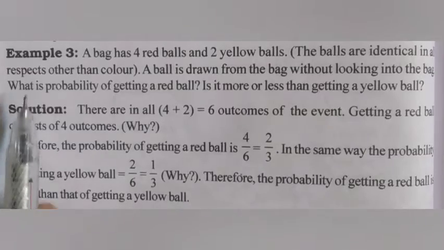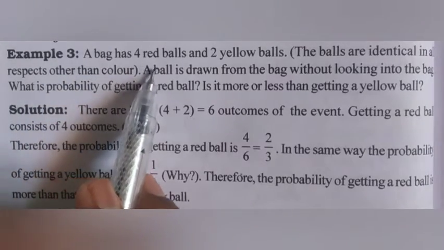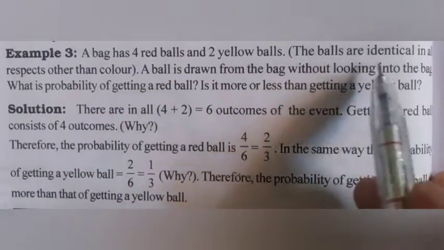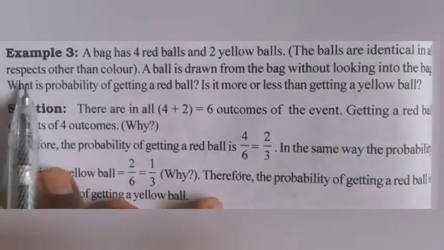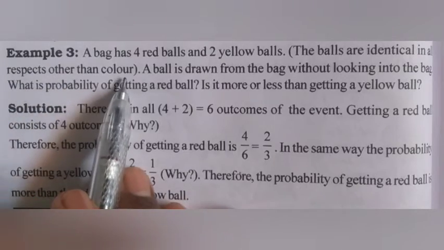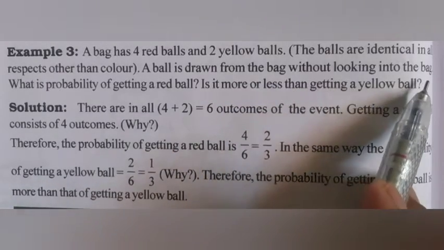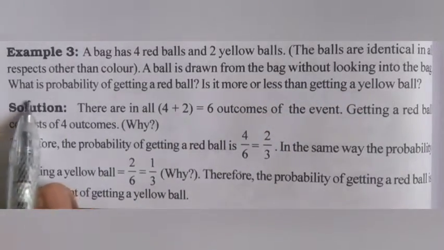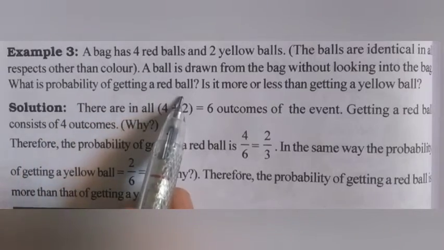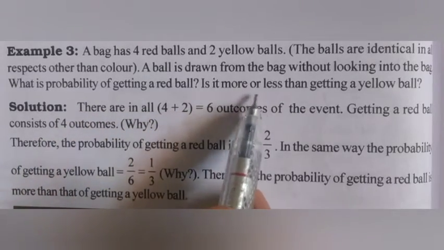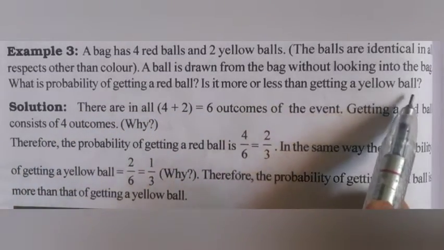See children, in the third example, a bag has 4 red balls and 2 yellow balls. The balls are identical in all respects other than color. A ball is drawn from the bag without looking into the bag. What is the probability of getting a red ball? Is it more or less than getting a yellow ball?